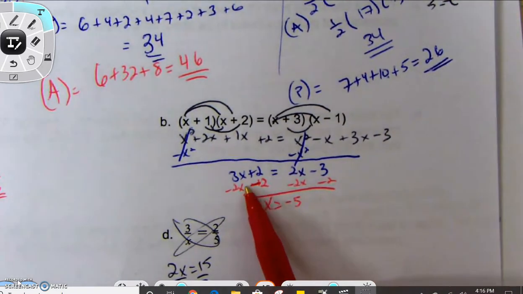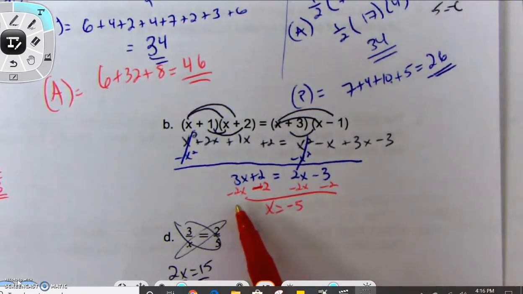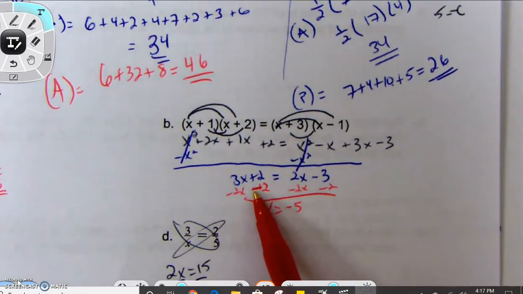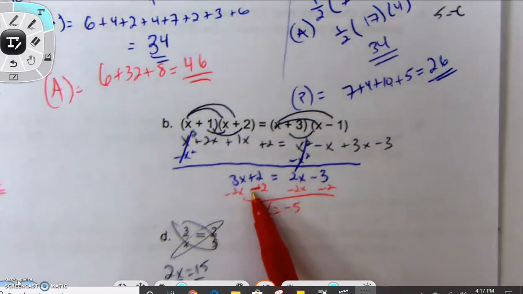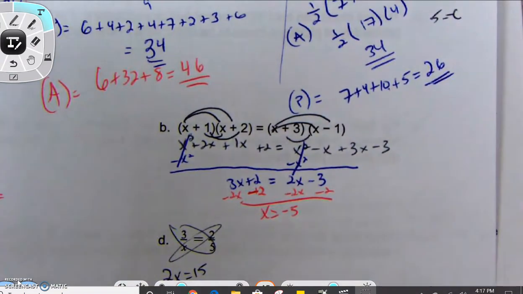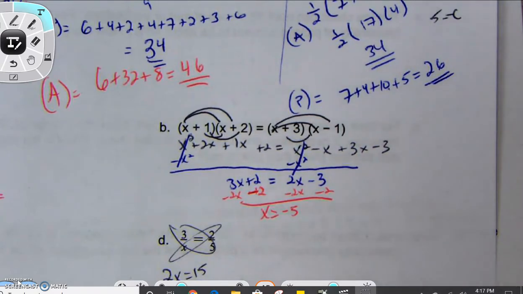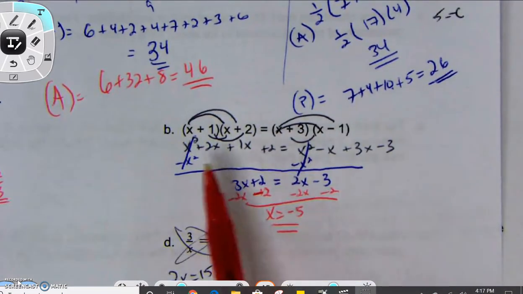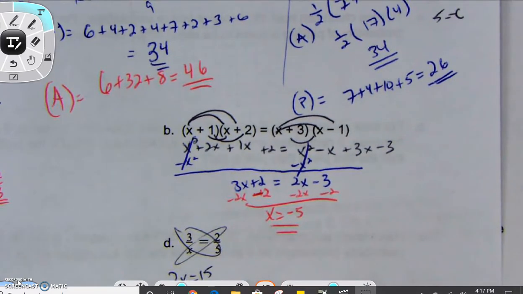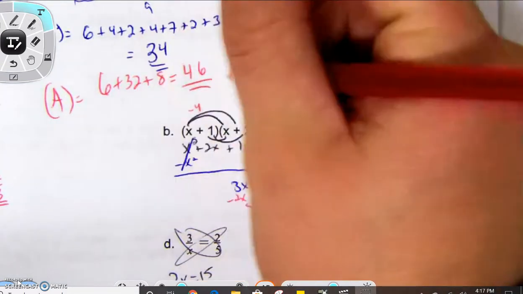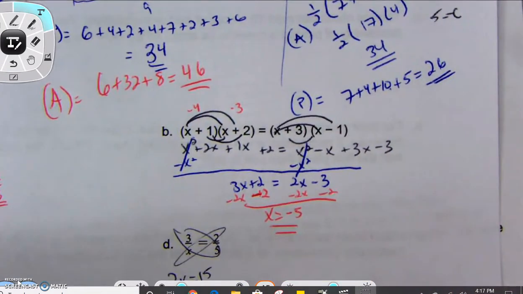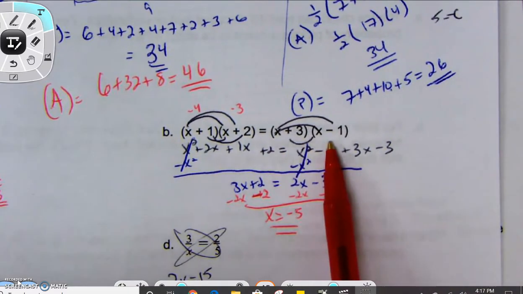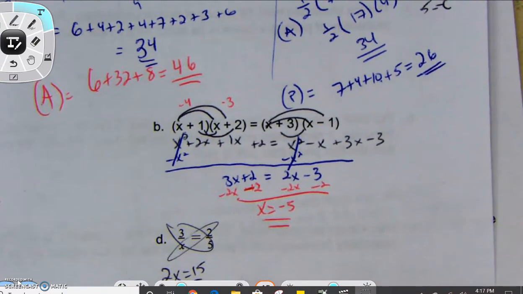Make sure, I think I made a mistake. Did I make a mistake? No, x equals negative 5. I think I made a mistake on the answer key. I put it on Google Classroom. I think that should technically be x equals negative 5. If I plug it back in, just really quick, negative 4 and negative 3, positive 12, negative 2, negative 6. Yes, I think I made a mistake on the answer key. So the answer key should be x equals negative 5.